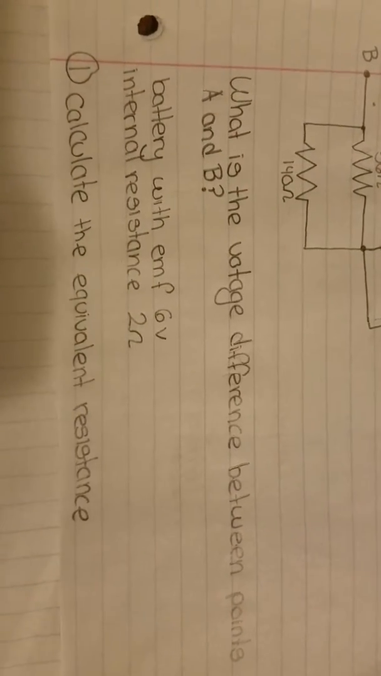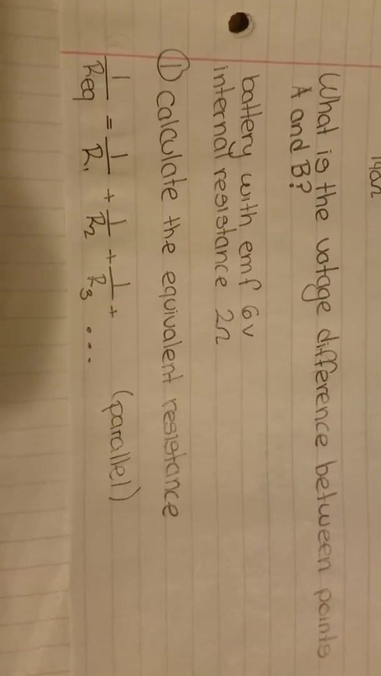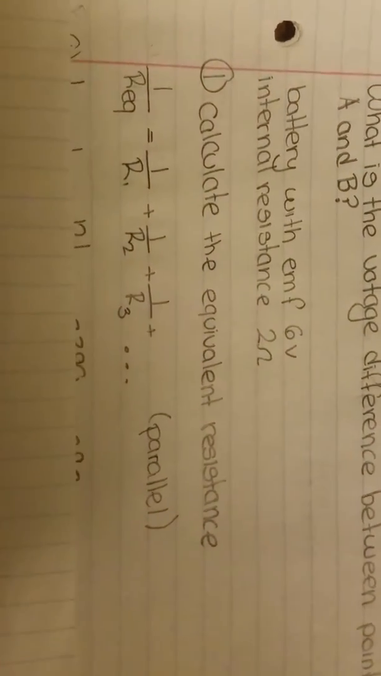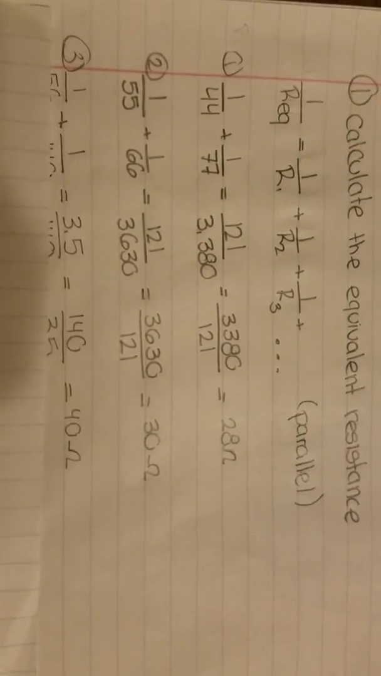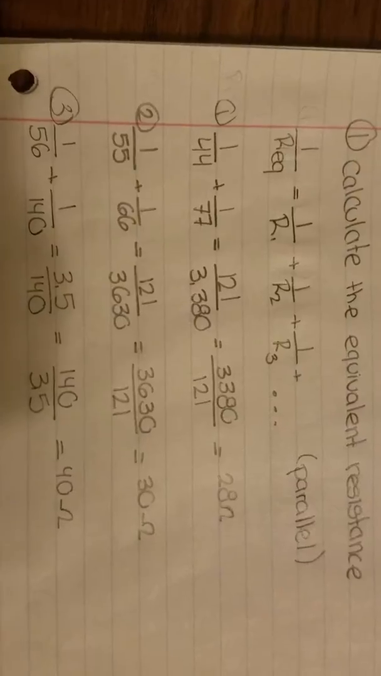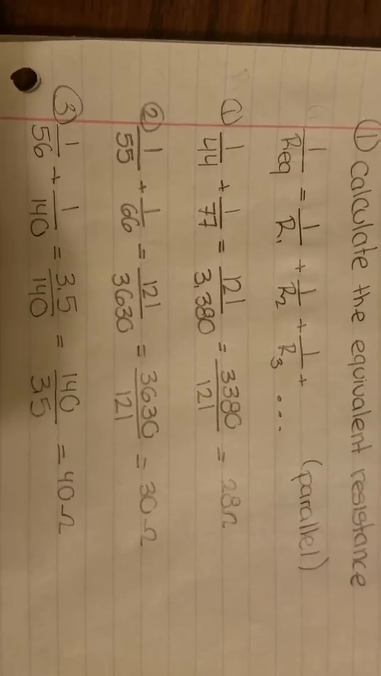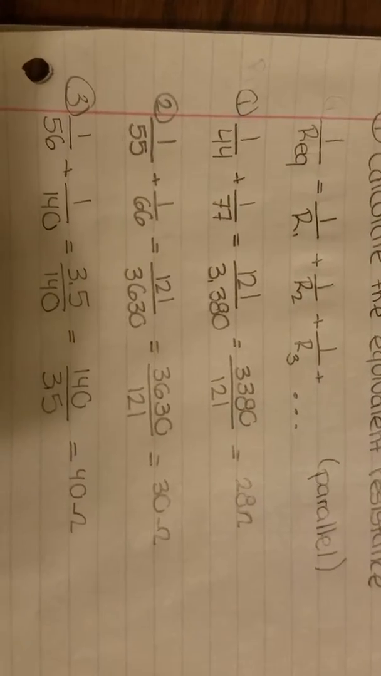First off, we're going to calculate the equivalent resistance. To start, we need the equation for resistors in parallel, which is as shown there. So we're going to calculate it one by one for each resistor in parallel. So you get 1 over 44 plus 1 over 77 is equal to 121 over 3,380. Remember to invert it, and you get 28 ohms.